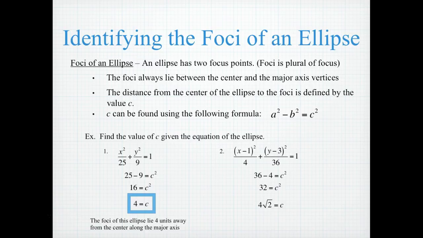So notice the value of c is not always going to be an integer value. What this tells us is that the foci of the ellipse lie about 5.66 units away from the center along the major axis. So in this equation, I'm going to count up and down because I have a vertical major axis. So about 5.66 units up and down from my center will be my foci.